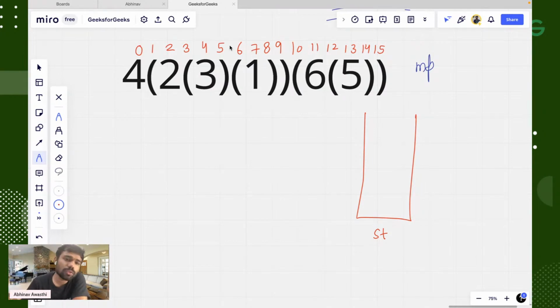Okay. So this is a number, ignore it. This is the first opening bracket, which is at 1. So I've pushed 1 into this stack. Now this is a number, ignore it. Then again a second opening bracket, so again we will push its index into the stack. I'm talking about the index, not the bracket.